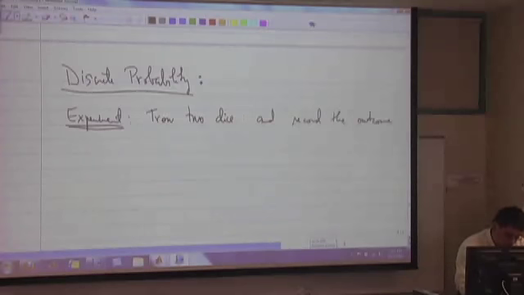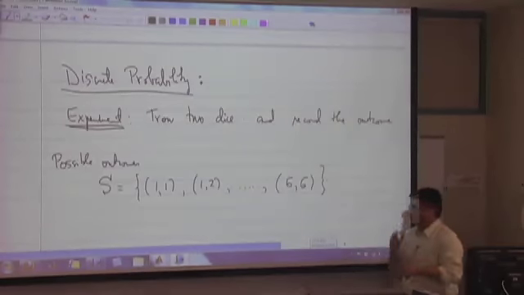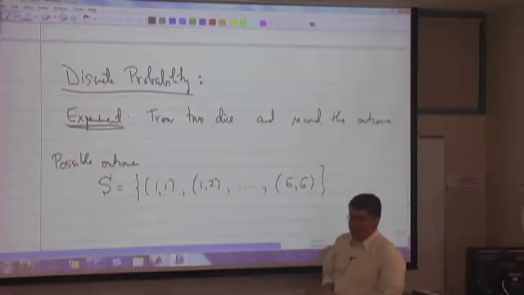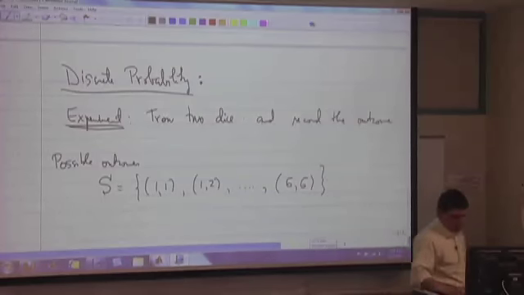Okay, so possible outcomes are as follows. You could have numbers 1, 1, numbers 1, 2, numbers up to 6, 6 appearing on top, right? So this forms a set, right? Which, from now on we're going to call the sample space.